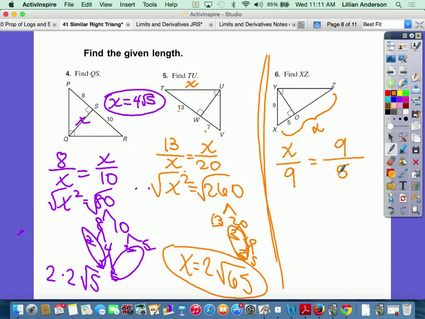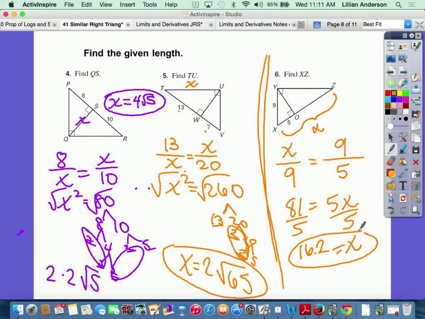If you are looking for the whole hypotenuse, they give you the leg and then the adjacent side. Cross multiply, it's 9 times 9, and then that equals 5x. Divide both sides by 5, and what does x equal? Like, it doesn't keep going? There you go. Questions? Look at the next one.